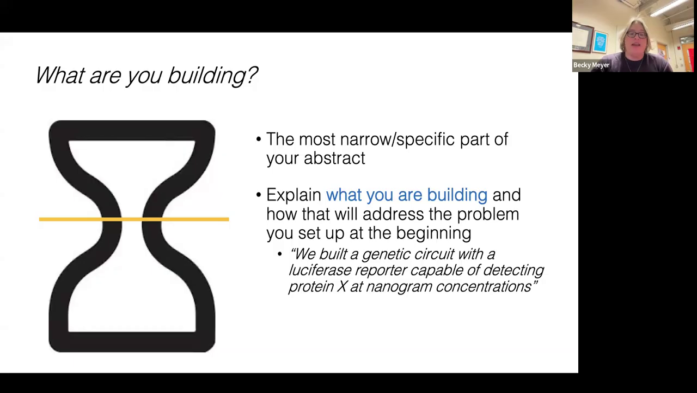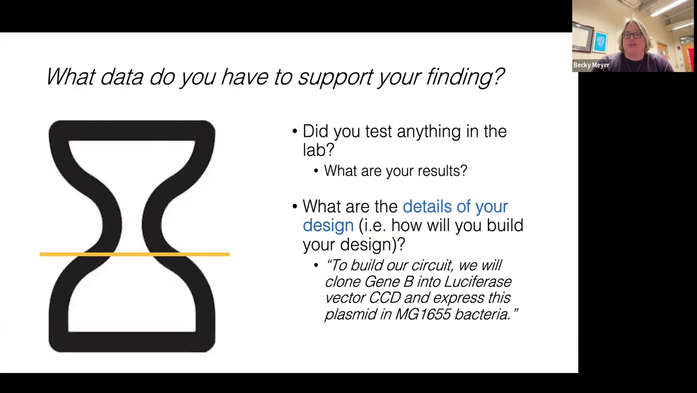So after this narrowest part, now we start to widen back out. You've set up your project, you've explained why it's important, you explain what you're doing to address the problem. Now you start to widen everything back out to explain how your project advances science and fits within the field in general. So the first part you do for that is talk about results.